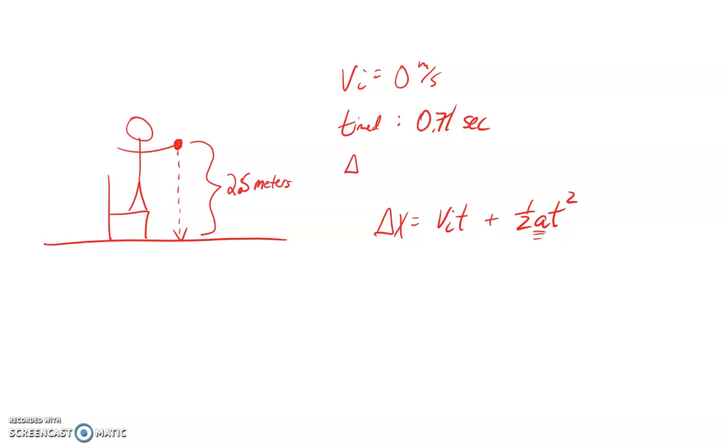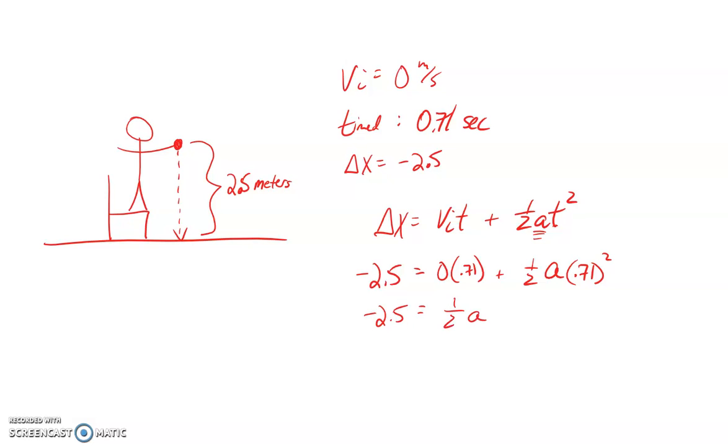Now, what I would ideally want you to use is, if something falls down, its displacement is negative. It's 2.5 meters below where it was let go from. So I'd have negative 2.5 for the displacement, 0 for vi multiplied by 0.71 plus 1/2 a 0.71 squared. So now we simplify things. Negative 2.5, 0.71 times 0 is 0. So you've got 1/2 times a. 0.71 squared is 0.5041.